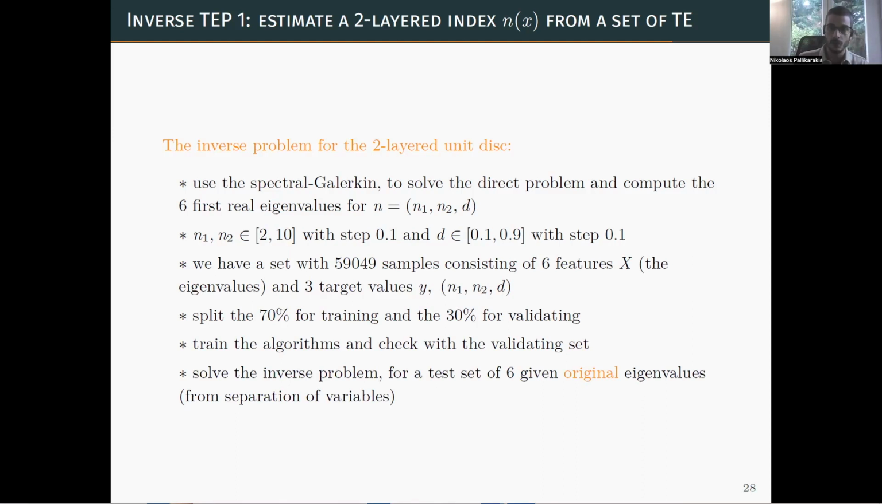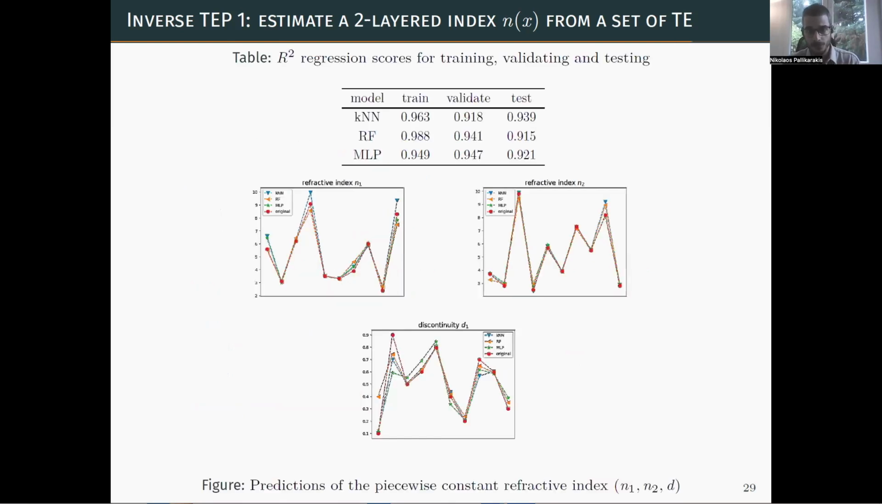And in the end, as we did in the Sturm-Liouville problem, we checked also with eigenvalues which are not initially included in the dataset, which for us are coming from separation of variables. So besides testing the validating set, we also tested the model in 10 different refractive indices, using 6 original eigenvalues in each case from separation of variables. And the results follow. Let's focus again on the first matrix, which are the coefficient of determination scores.